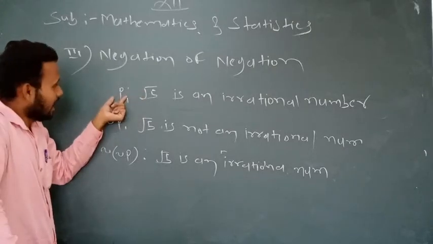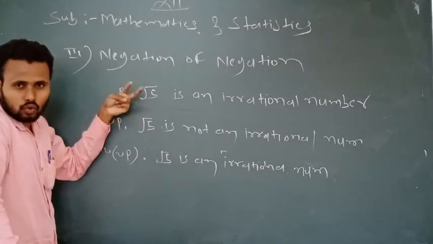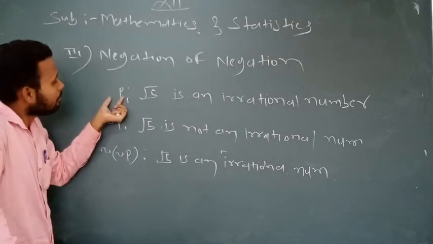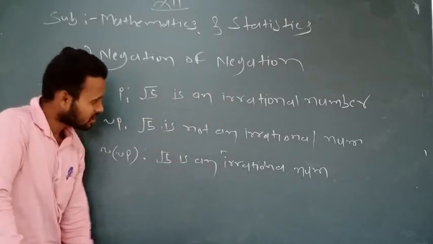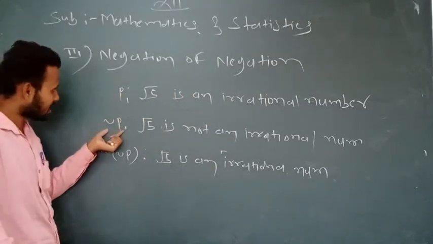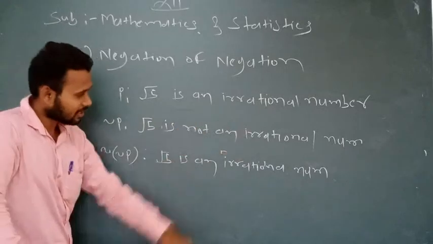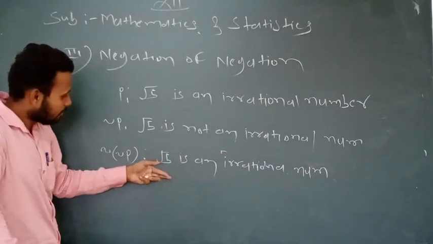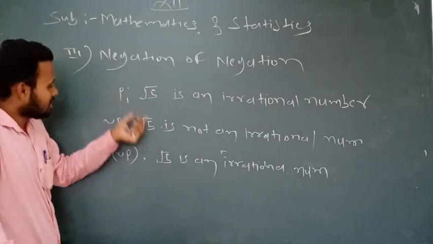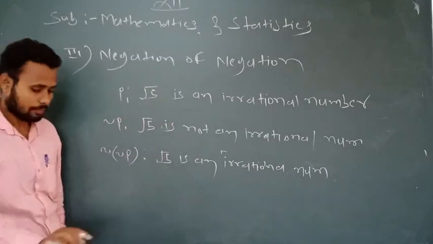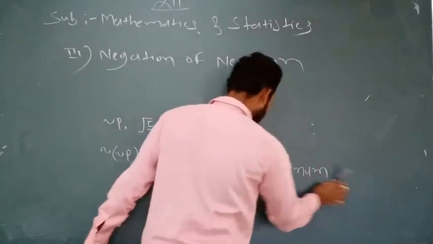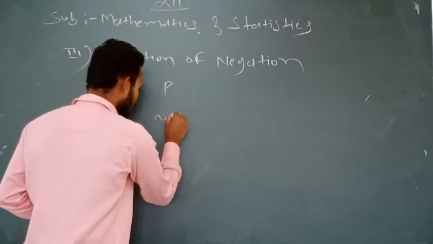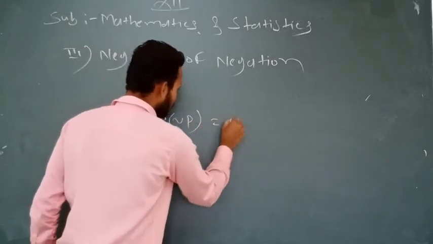Means if we take the negation of any statement two times, we get the given statement back. The statement P denotes: the square root of 5 is an irrational number. First we took the negation, and the negation of P is: the square root of 5 is not an irrational number. The second time we take the negation of the negation of P, we get the required statement P. If P is any statement, and you take its negation two times, then you get the original statement P.